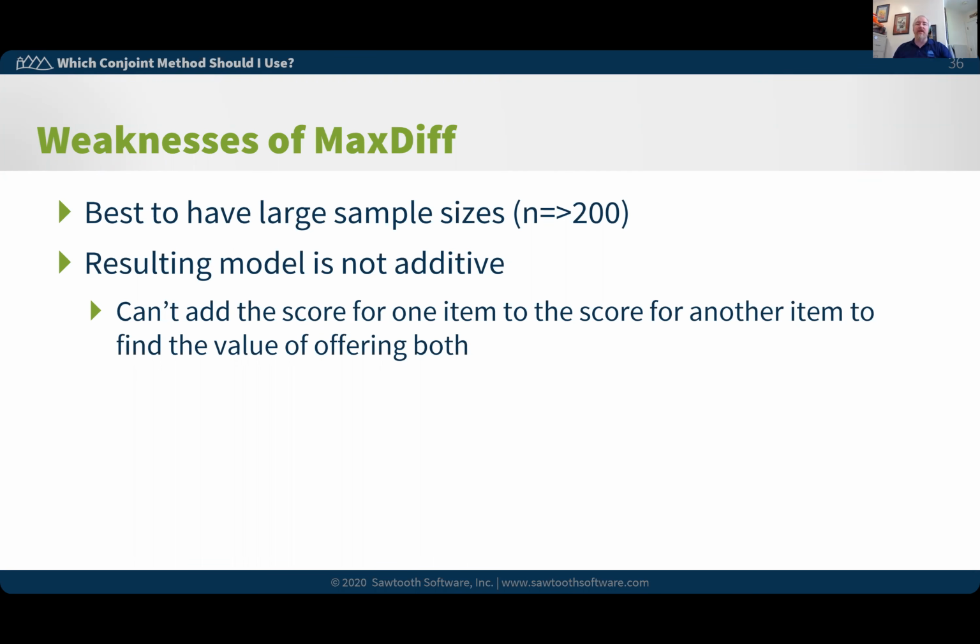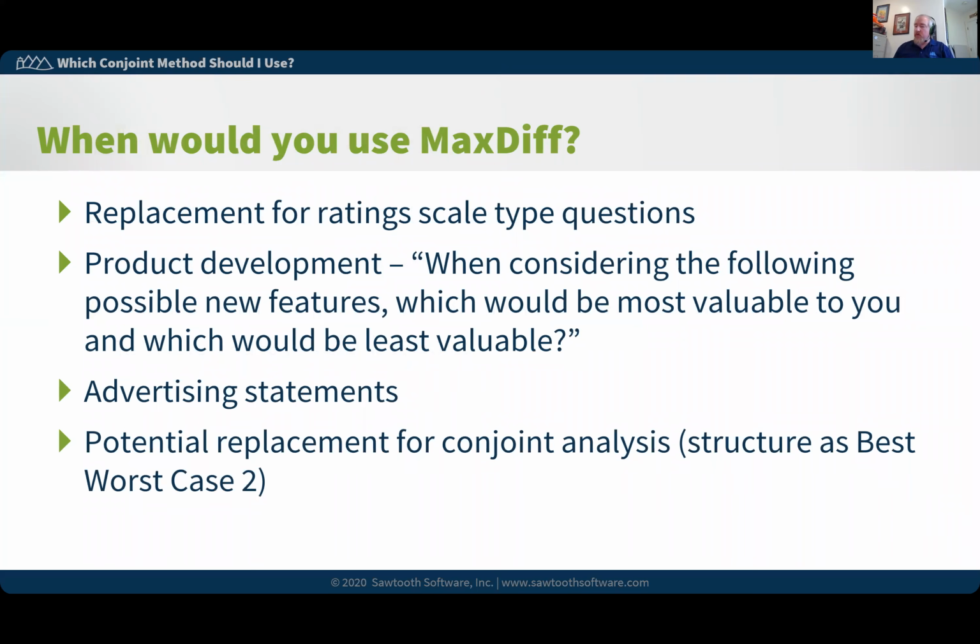Where you'd use MaxDiff: anytime you need a replacement for a rating scale type question. For product development, we often use it at Sawtooth to figure out, hey, which features should we stick in next? Maybe it's not changing the price or anything. We just want to make sure that we're making people happy when we're adding new things to the software. It's very often used for advertising statements, for political statements, things like that. You can structure this so it's conjoint-like.